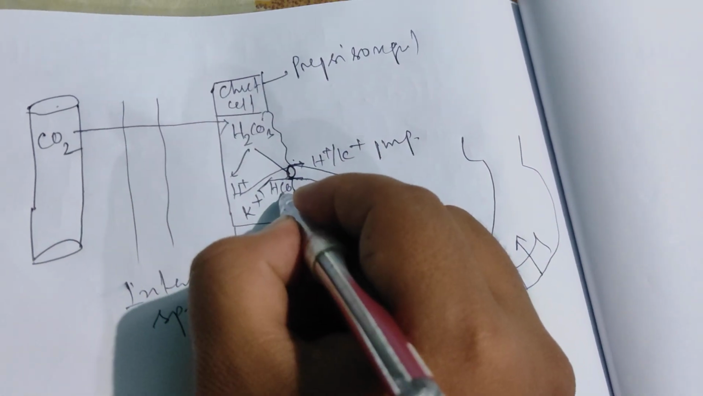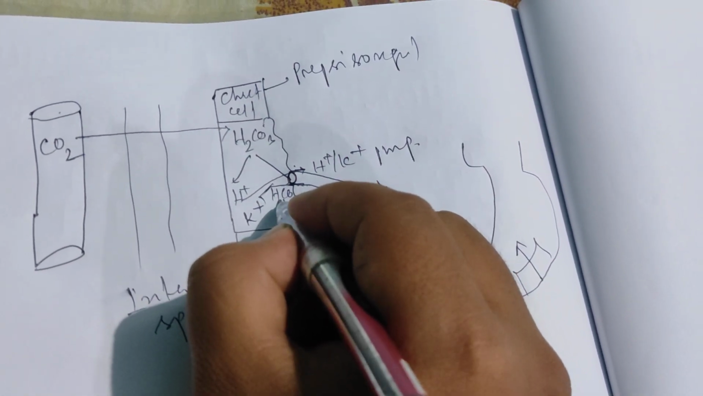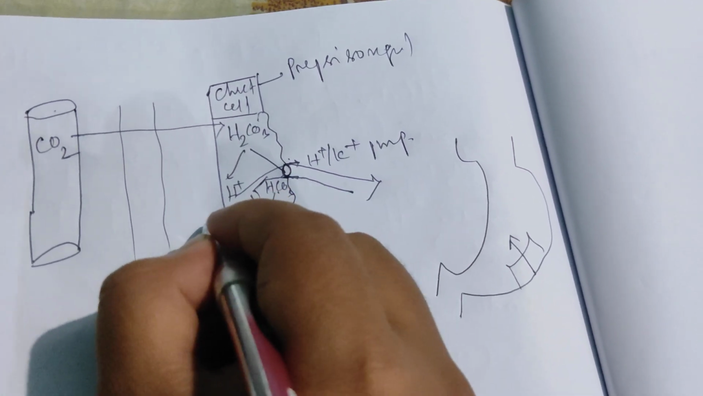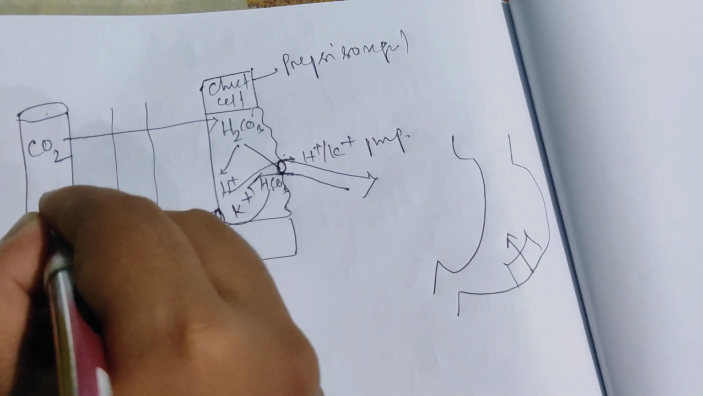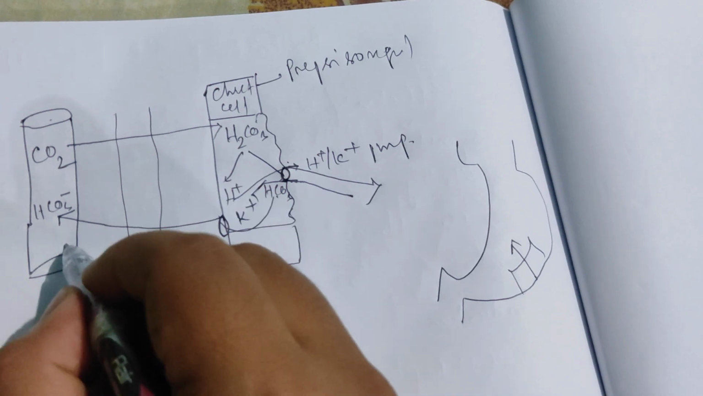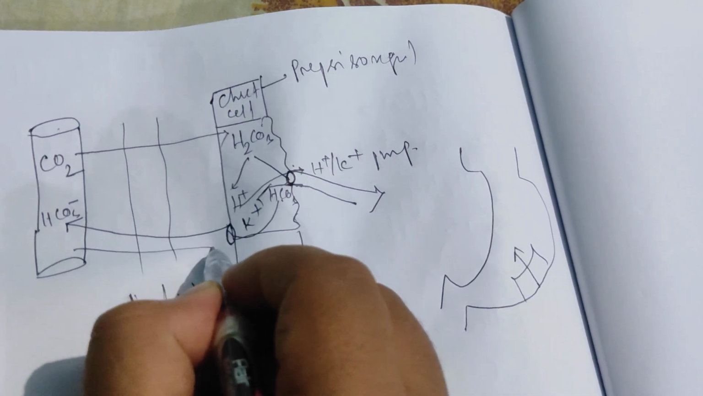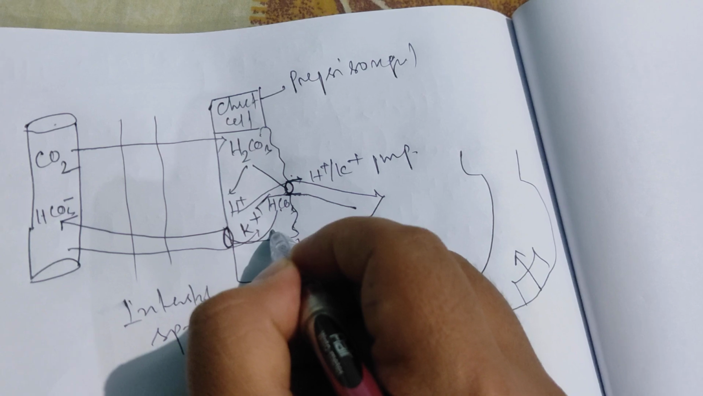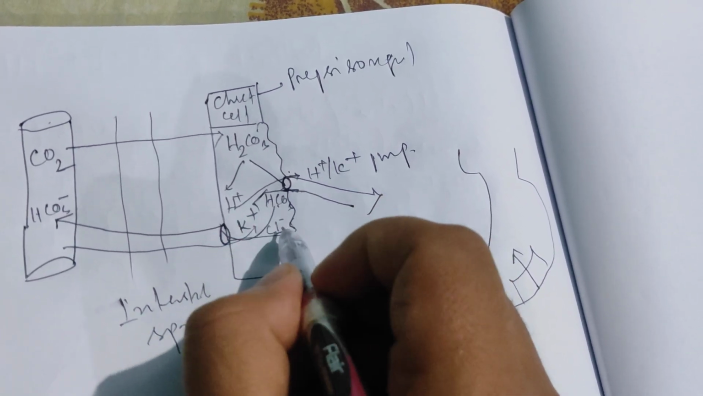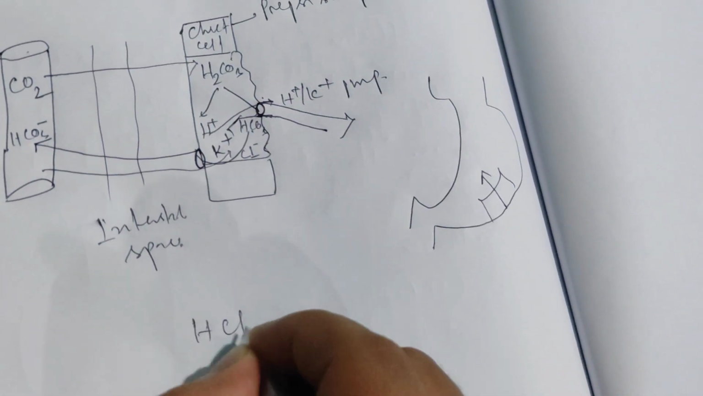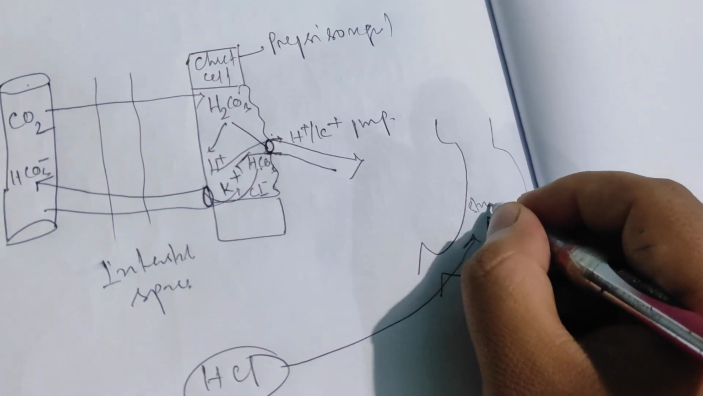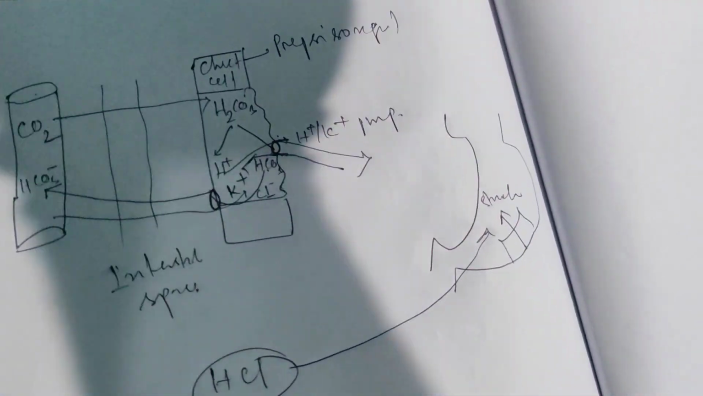Then this bicarbonate ion will go through another ATPase and go directly to the bloodstream. Then chloride will go through this channel to the parietal cell, which forms Cl. Like that, HCl is formed and it enters the stomach lumen and stomach lining.